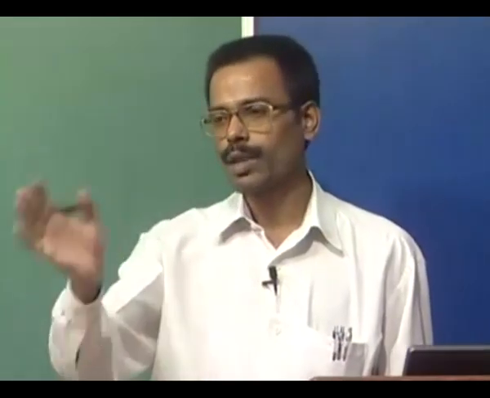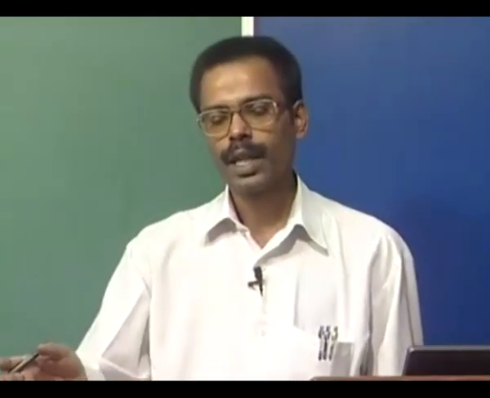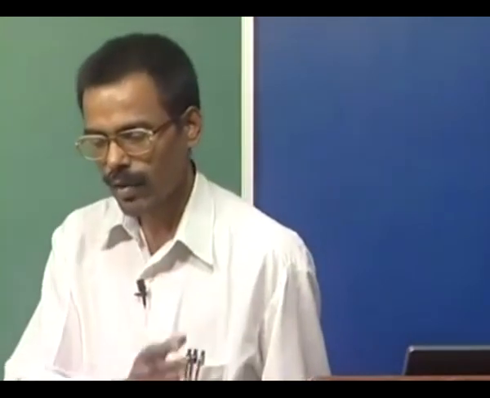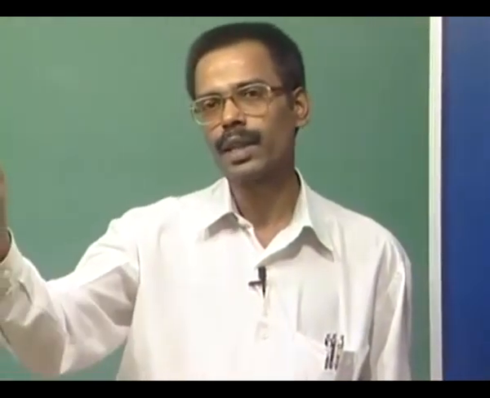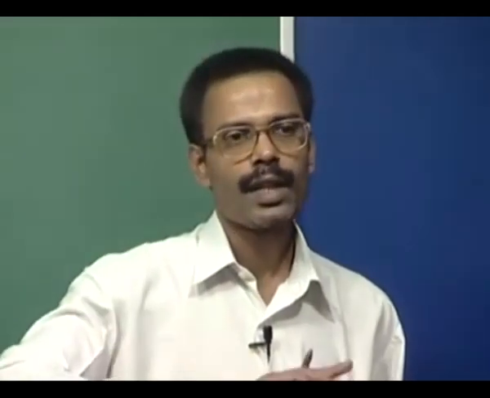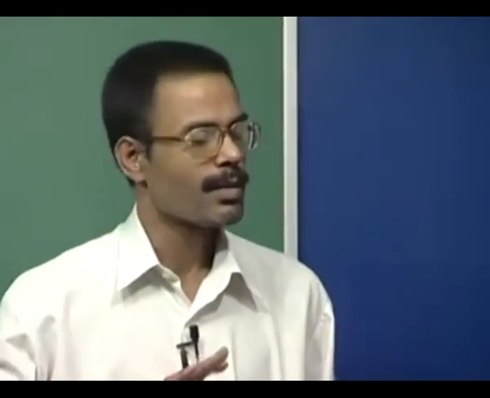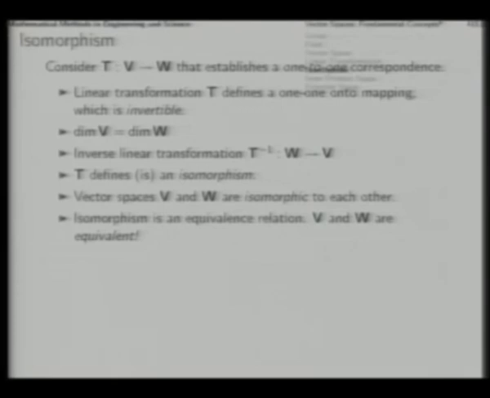So, in that case, you will find that the linear transformation T will define a one-to-one and onto kind of mapping, and this mapping is invertible. And for that the dimension of the two vector spaces must be equal. If for whichever vector you take here you get exactly one there, and for every vector there you get exactly one here, that is a mapping which is invertible. And so you can denote the inverse linear transformation like this.